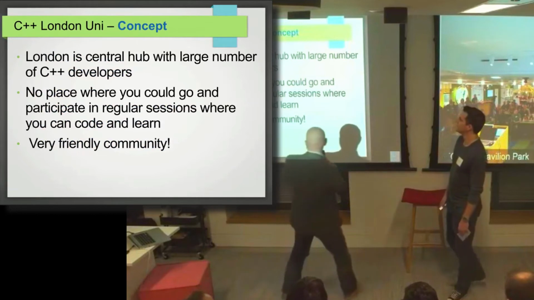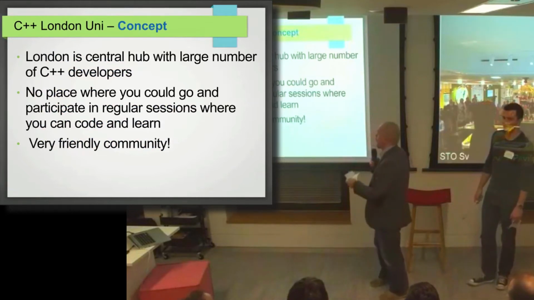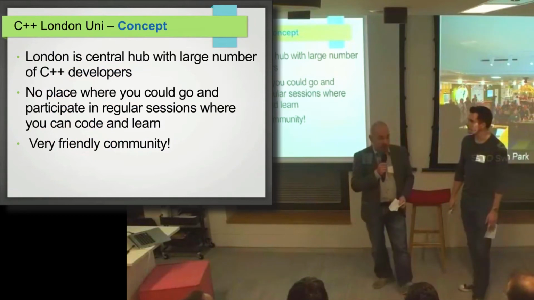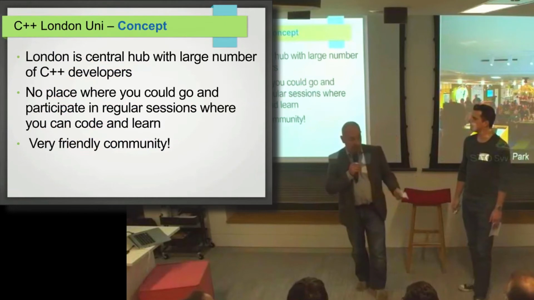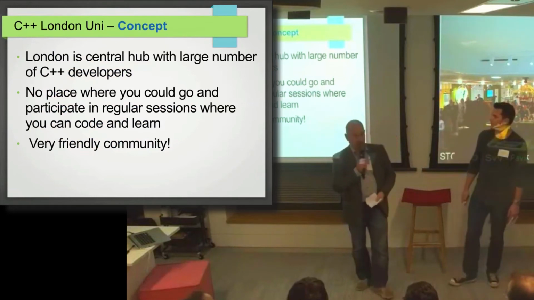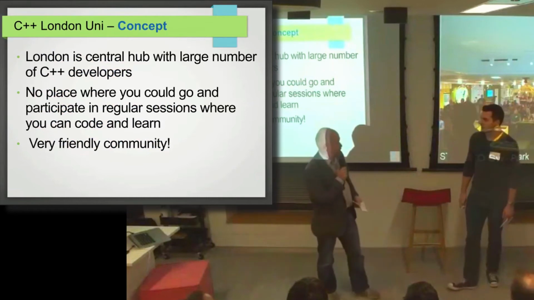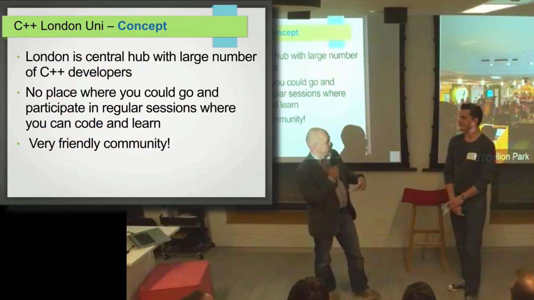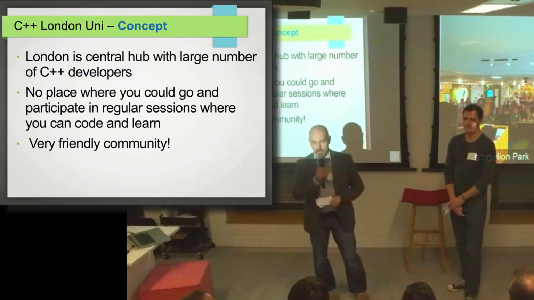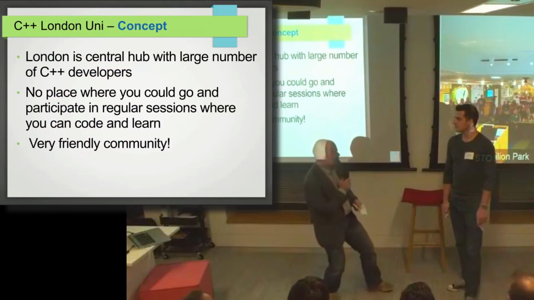What I try to do is, first of all, we have a lot of people, lots of experienced C++ developers. They're a very friendly community. And I realized there's no place like that. So I said, okay, let's do C++ London University. And I started looking for volunteers. And then I came across Tristan, and Tristan basically can tell you a bit more about what we've been doing and what we managed to do so far.